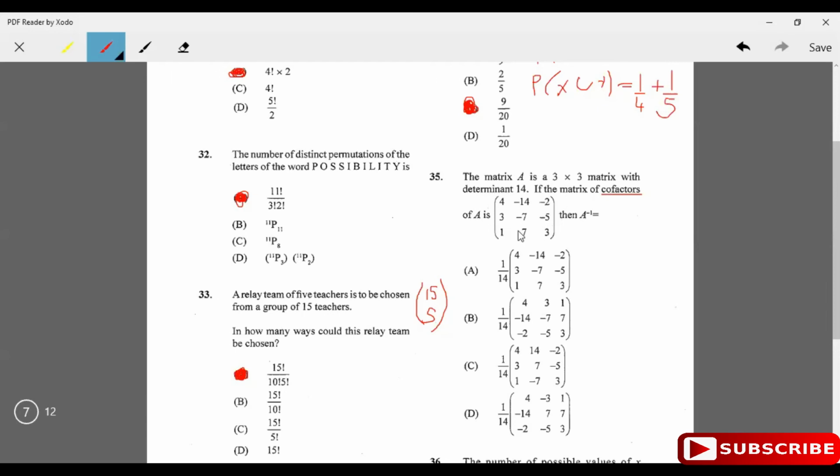0.42 means that a lot of persons get this wrong in CAPE. You know why? A lot of persons are reading this as A, but they don't finish reading the entire question. The entire question says this is the cofactor matrix. So if it's a cofactor matrix, we just need to transpose this to find the adjoint. So transpose it by interchanging the rows and the columns. So we have 4, 3, 1, minus 14, minus 7, 7, minus 2, minus 5, 3. So that is B. 35 is B.